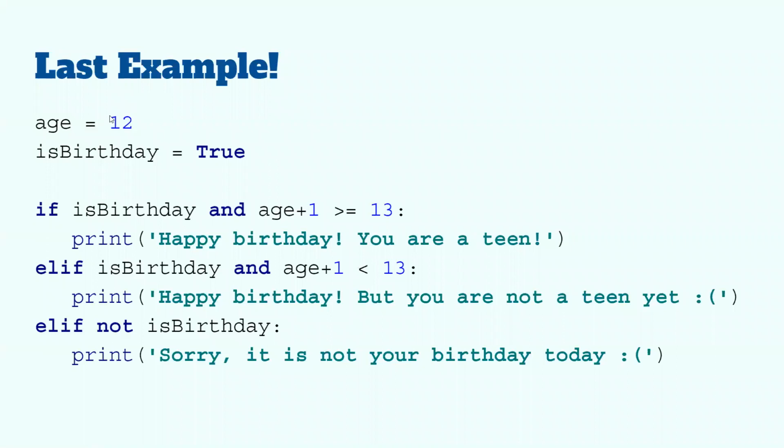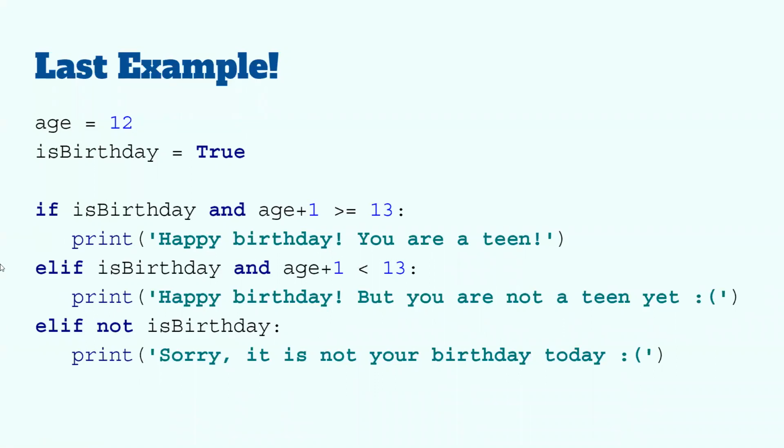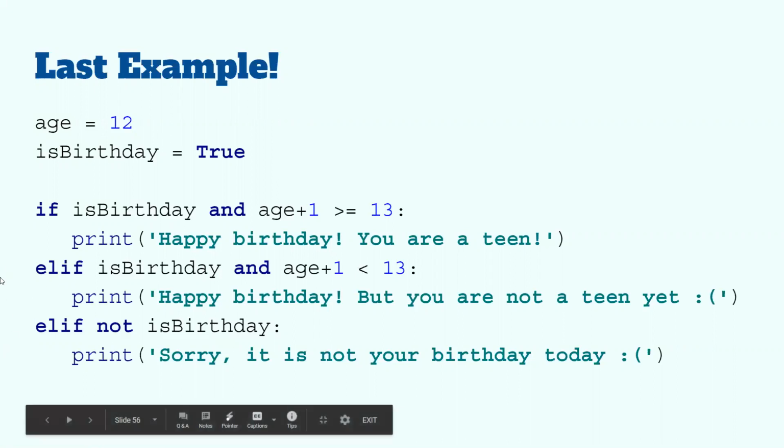So age up here, we said age is 12. So 12 plus 1 greater than or equal to 13. That's good to go. So that means both sides are true, and this line will execute. Happy birthday, you are a teen. And because this is true, the elifs below it are all skipped because they're elifs. And remember, if these were all if statements, then it would check every single one. Even if one of them ends up being true, it will continue checking. Whereas here we skipped it because the first one ended up being true.